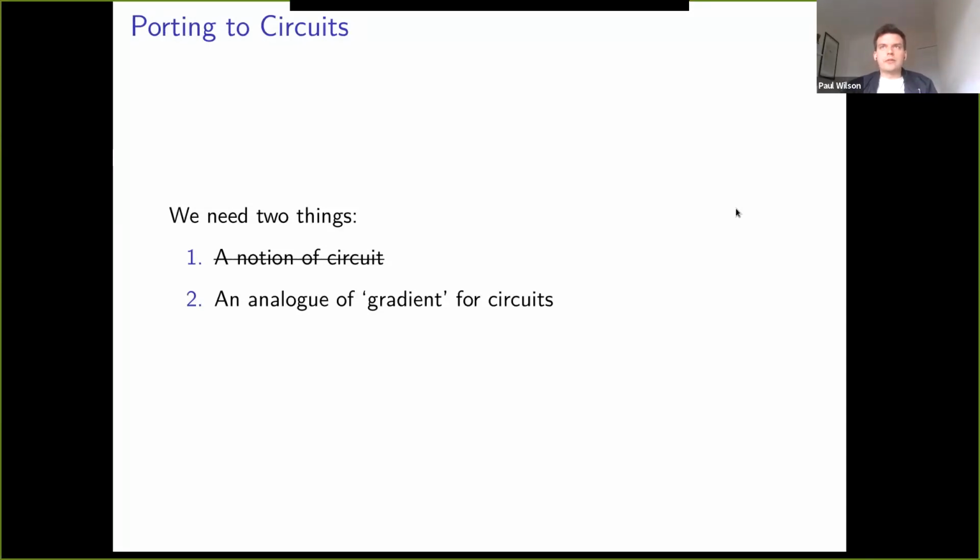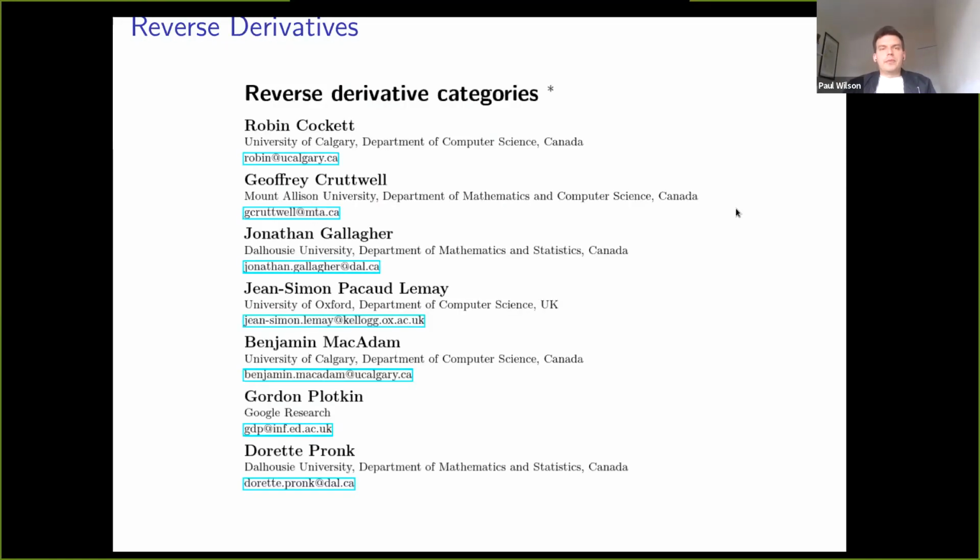Now we need some notion of gradient or automatic differentiation for circuits. Luckily someone's done this for us as well. This is a really interesting paper that came out late last year, and I think some of the authors are giving another talk later today, so you should check that out. But this is basically a category theoretic axiomatization of the gradient in neural networks. So it generalizes it and lets us talk about that same kind of operation in different categories, which is exactly what we want, of course.